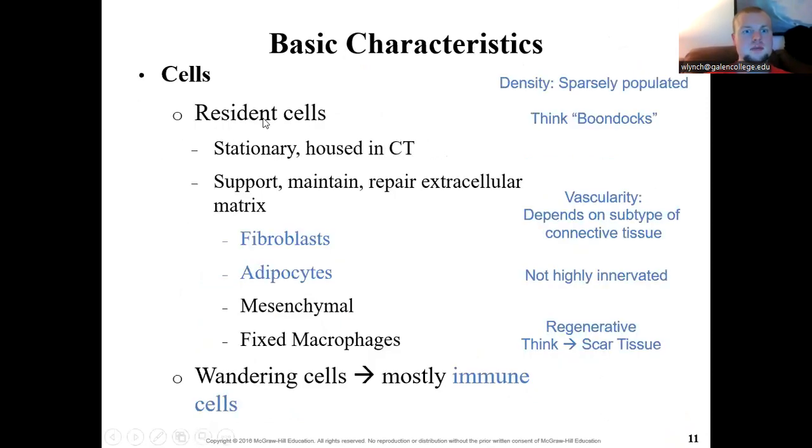So our characteristics. They're going to be resident cells that exist inside of connective tissue in most cases. We have fibroblasts, which are going to secrete collagen. We have adipocytes for storage of fat. We have mesenchymal cells, which are going to act in immune functionality. And we also have mixed macrophages.